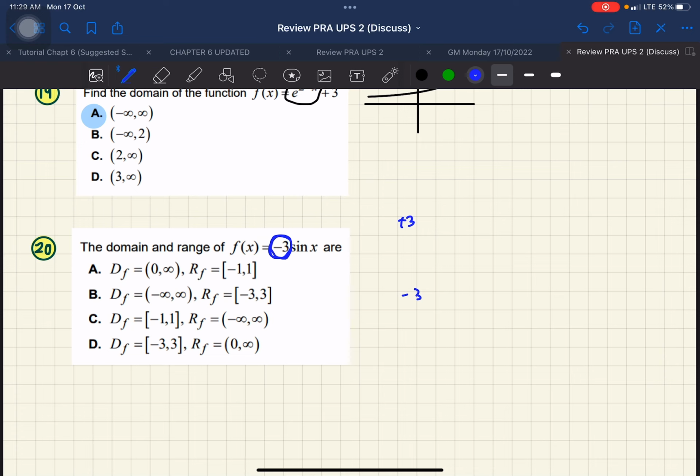So graph awak tu dia jadi macam ni sebenarnya. So dia negatif kan, negatif start pada bawah. So macam ni sepatutnya graph awak. Okay, so maximum, minimum. Okay, so jawapan kita adalah bola.